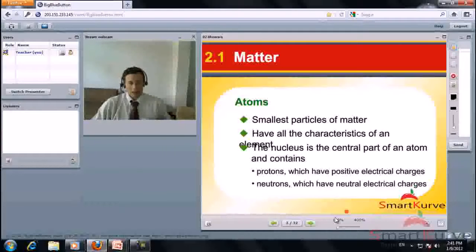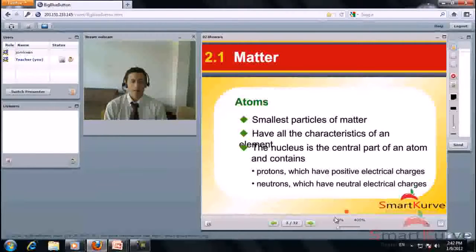Within that element, within the atom, we actually have a pretty complex picture. In the very center of the atom, we have the nucleus. We see bullet point 3 there on page 3. The nucleus is the central part of an atom. That means it's at the center of an atom, right in the middle. And it contains protons, which have positive charges, and neutrons, which have neutral charges.